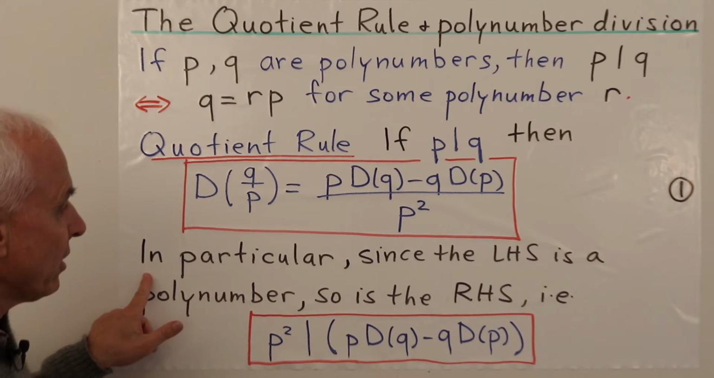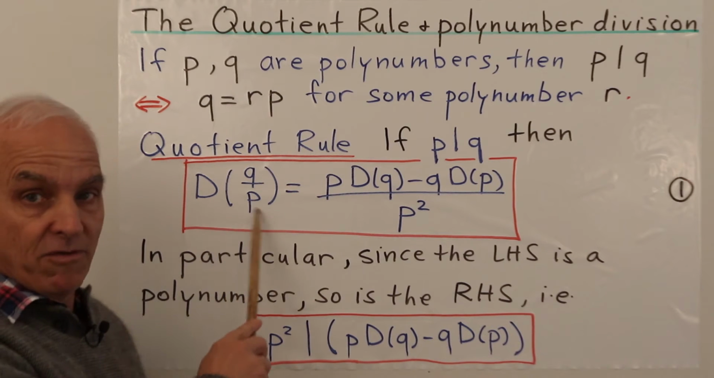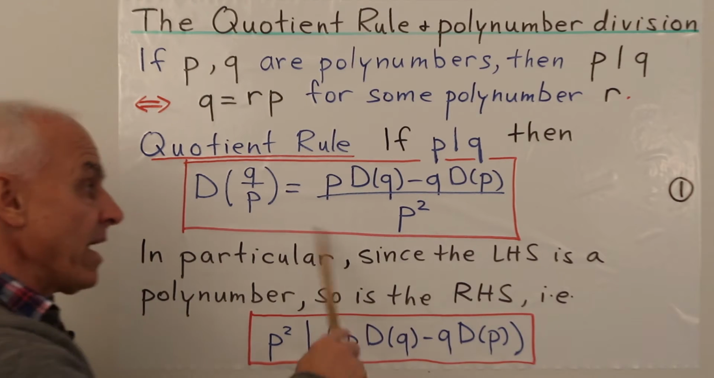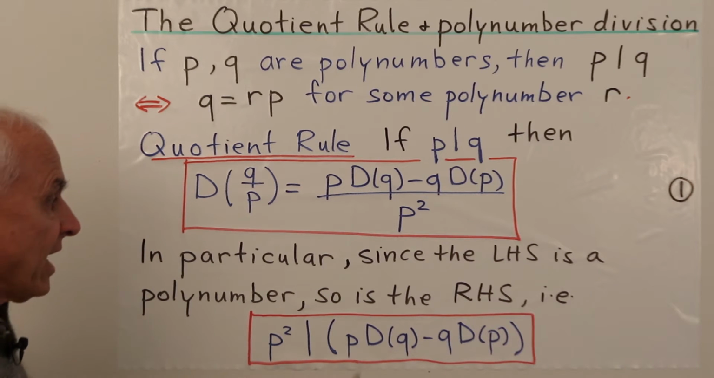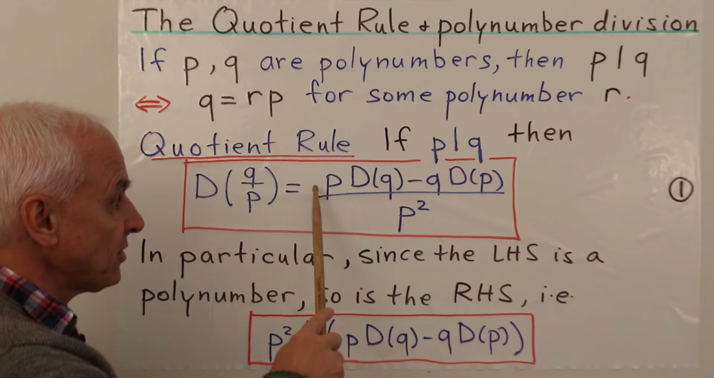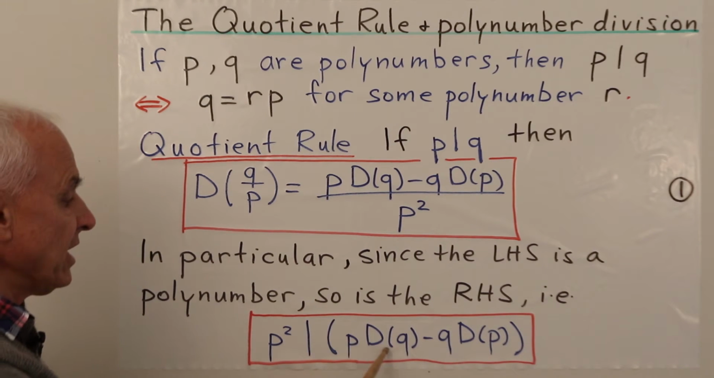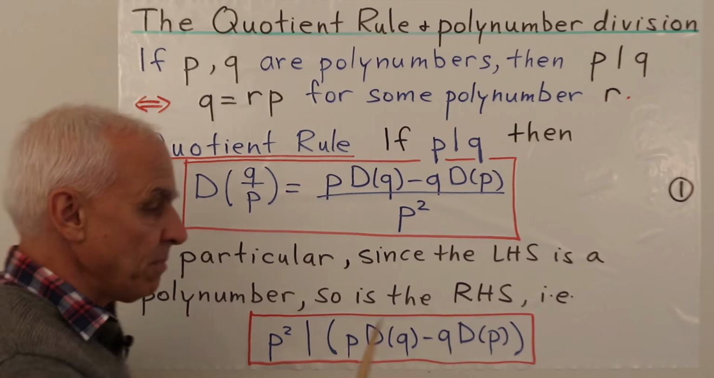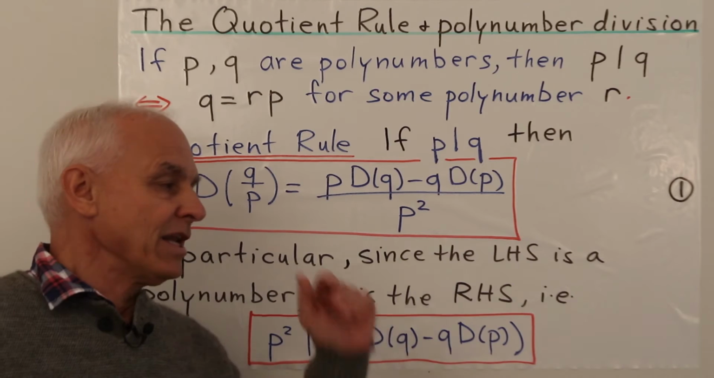Now, note that in particular, since the left-hand side is a polynumber, because it's the derivative of a polynumber, the right-hand side must also be a polynumber, which means that p squared has to divide this cumulative numerator p dq minus q dp. That's a consequence of the validity of this formula.